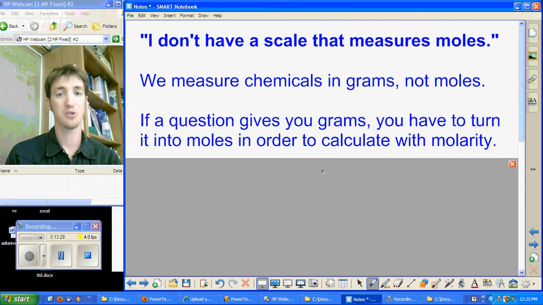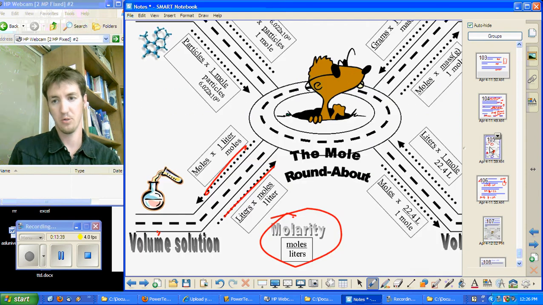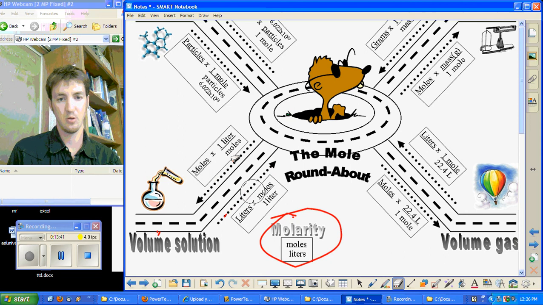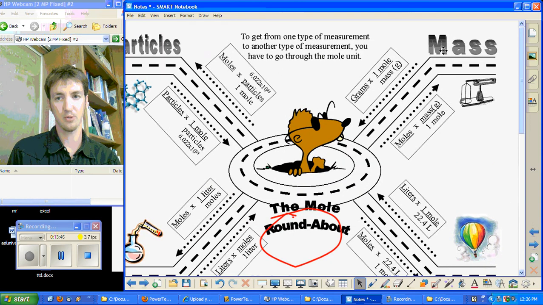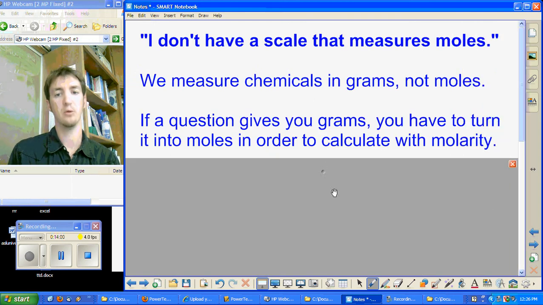If a question gives you grams, for you to calculate all this mole stuff, for you to get down here, grams is all the way up here. So if you have grams, you have to work through moles and then down. So instead of it being one step, you might have to do this in 2 steps, which after the rest of the conversion stuff we've been doing shouldn't be that horrible. So you have to turn it into moles first.